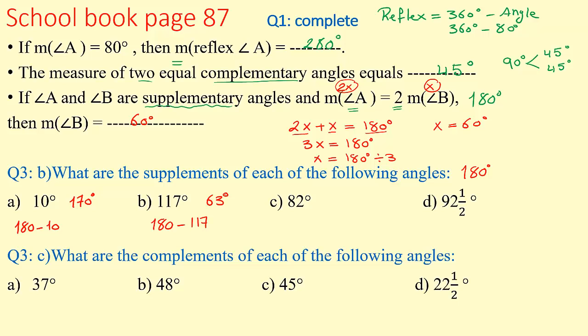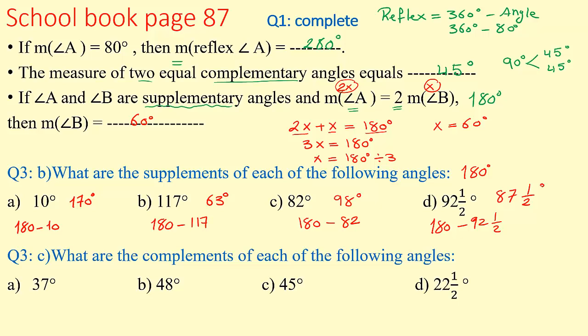In number C, I have an angle of 82 degrees. How can I find the angle which supplements this angle? Simply by doing 180 degrees minus 82 degrees, and I will have this angle equal to 98 degrees. So 98 degrees supplements 82 degrees. Number D, 92.5. So I'm going to make 180 minus 92.5 degrees and I will have an answer of 87.5 degrees.